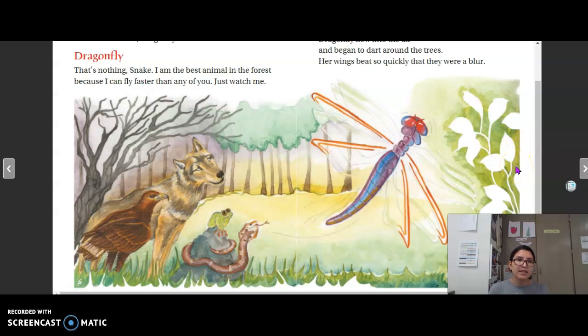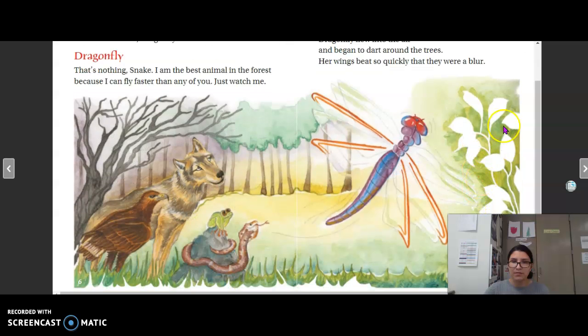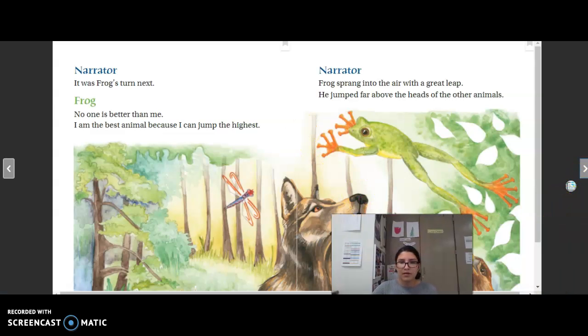Dragonfly: That's nothing, Snake. I am the best animal in the forest because I can fly faster than any of you. Just watch me. And there goes Dragonfly, showing his skills. Narrator: Dragonfly flew into the air and began to dart around the trees. Her wings beat so quickly that they were a blur. Look at them, they're all watching.